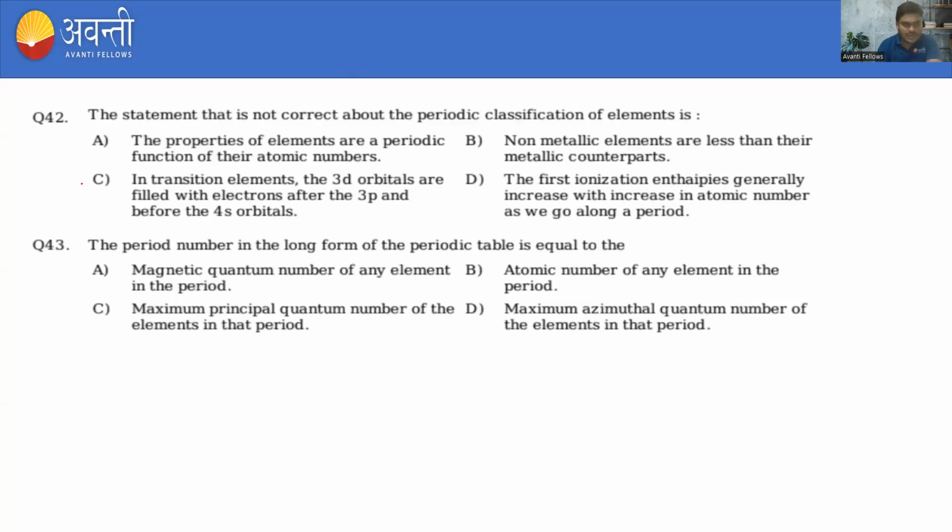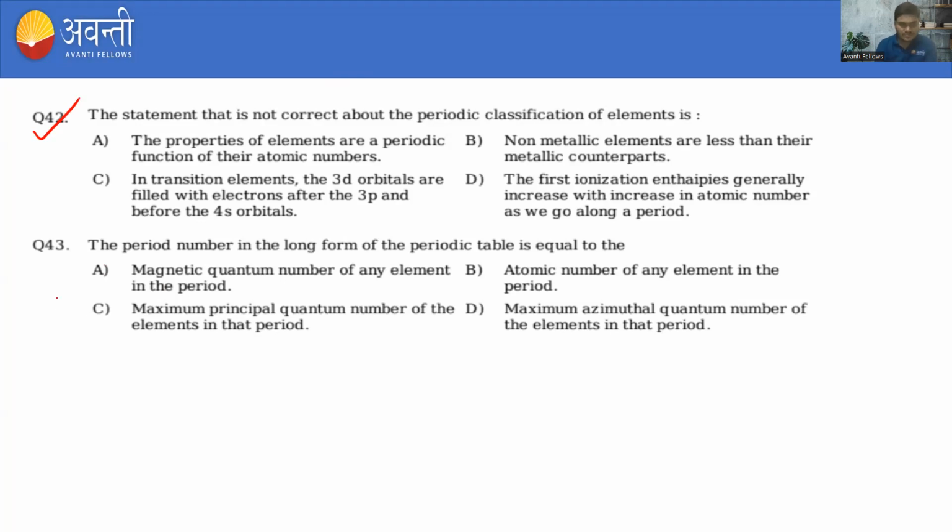Now move to the next question, that is question number 42. This is also a statement question. The statement that is not correct about the periodic classification of elements. The first option is the properties of the elements are a periodic function of their atomic number. Non-metallic elements are less in number than their metallic counterparts. In transition elements, the 3d orbitals are filled with electrons after the 3p and before 4s. And the first ionization enthalpy generally increases with increase in atomic number as we go along the period. So out of this, which option is not correct, right?